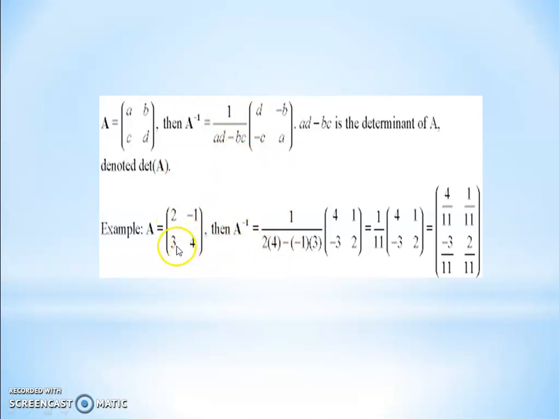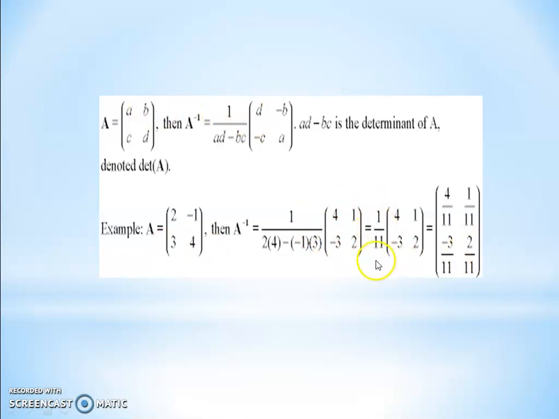4 into 2, 3 into minus 1. So 4 twos are 8, and minus minus is plus 3. 8 plus 3 is 11. Adjoint of A is D, minus B, minus C, A. D is what? 4. 4, plus 1, minus 3, 2. So we write [4, 1; minus 3, 2]. It is the adjoint of the given matrix.